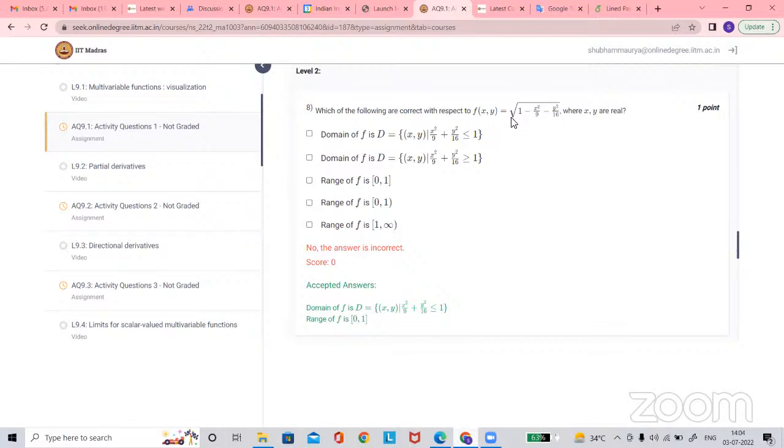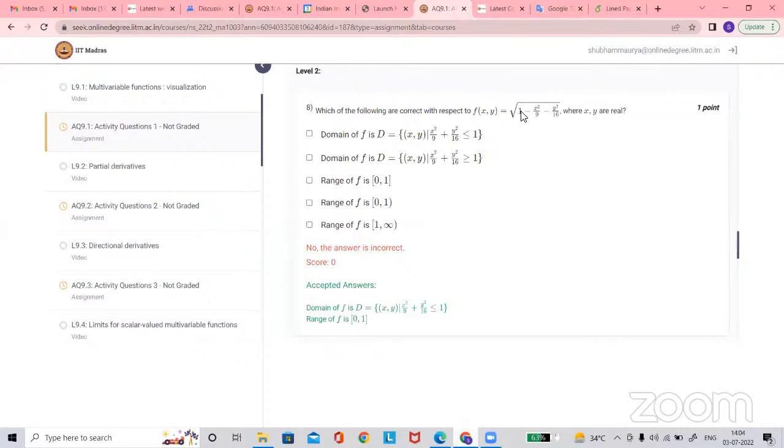And the range, how are you getting this? Sir, I have this doubt: how is the range from 0 to 1? The range should be from 1 to infinity, I suppose. No, how could we... whatever you get, the inside should be less than 1. Yes, less than 1, so 1 or more you will not get.